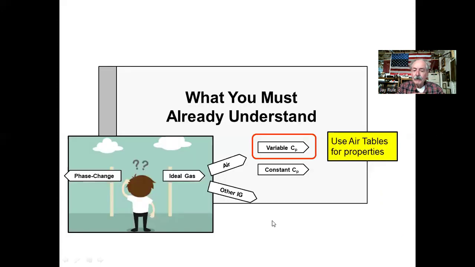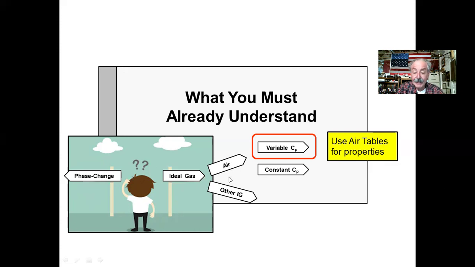A quick reminder on things you must already understand in order to speed up your homework solution speed using Airtables, these Airtables for properties. So think back about what you have to do when you read any thermo problem. You identify the substance, and is it a phase change substance like steam or refrigerant or ammonia? This doesn't apply. Then you think, is my substance an ideal gas? Oh yeah, ideal gas. Then you say, is it air?